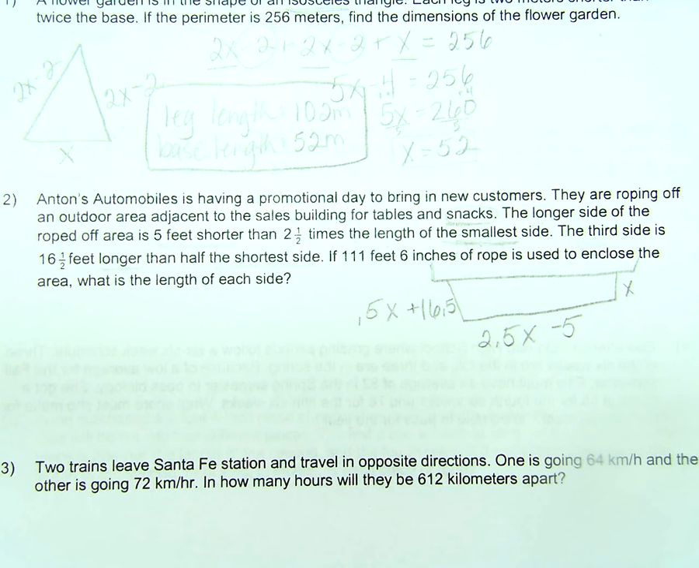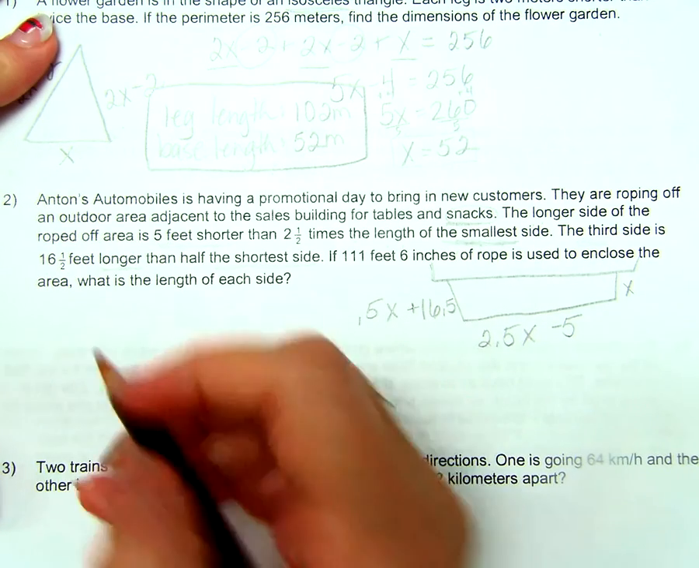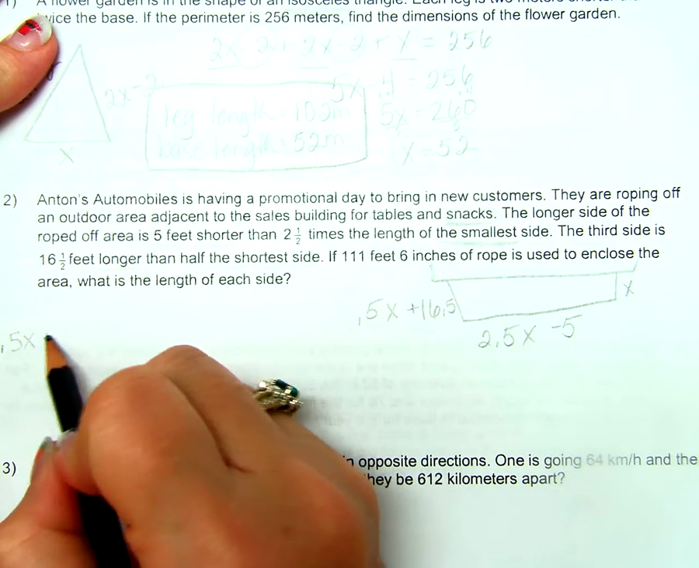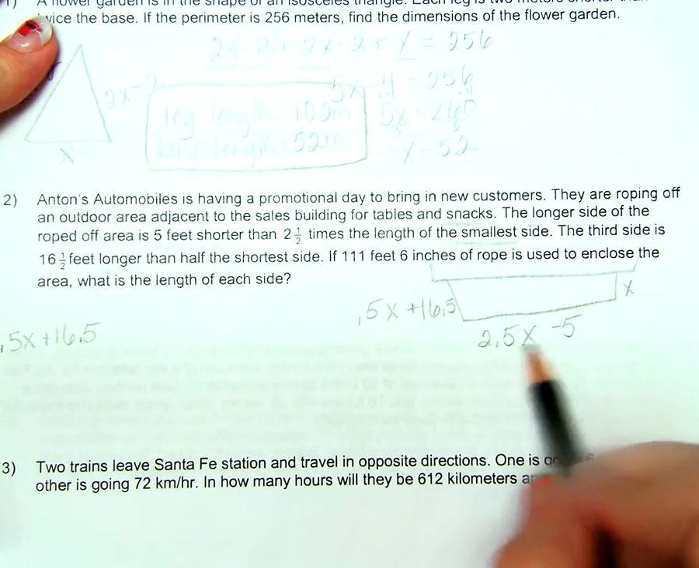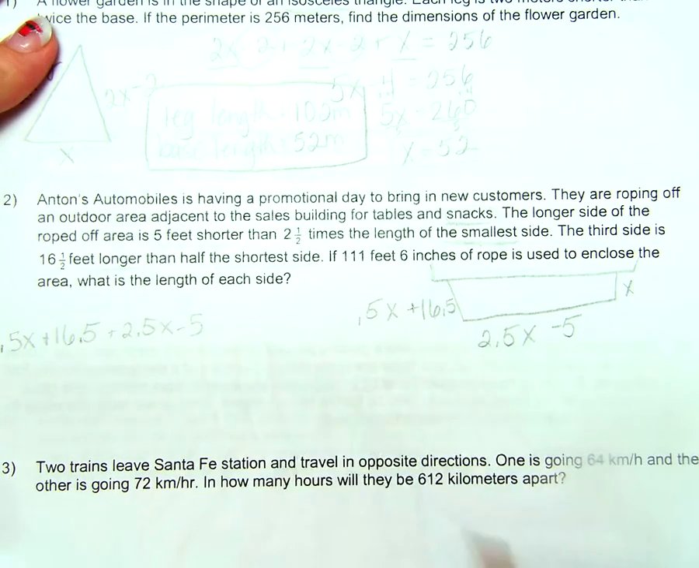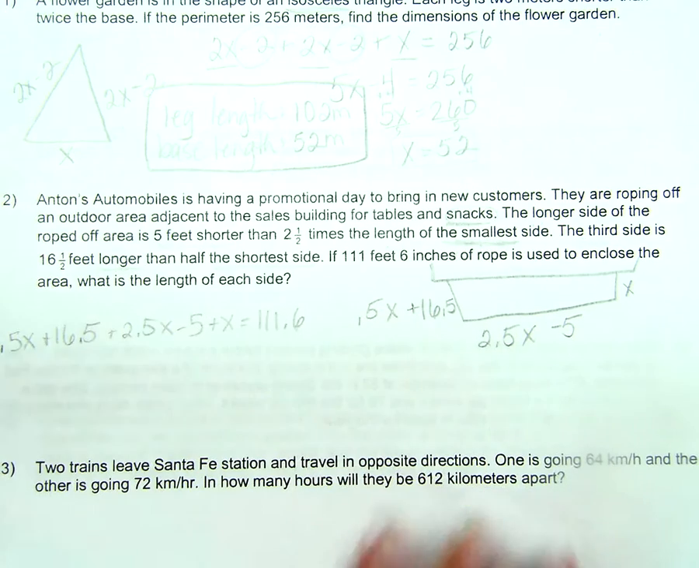So how am I going to figure out what x is? If I take all the sides, add them together, I should get 111 and 6 inches. So if I take all the sides, so 0.5x plus 16.5 plus 2.5x minus 5 plus x, that should equal 111.6.